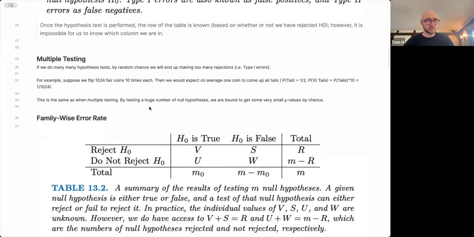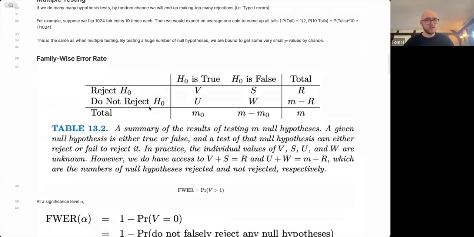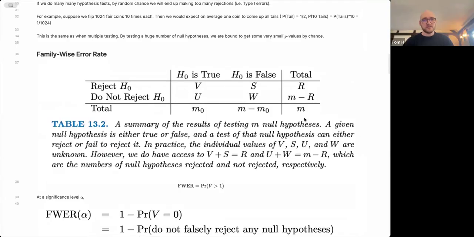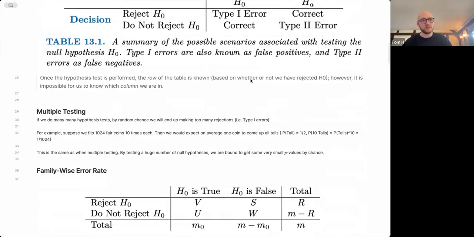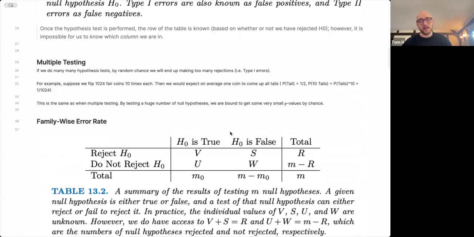And this leads us on to what we call the family-wise error rate. And so here we've got a similar table to what we had above, but instead of just doing the one hypothesis test, you're doing m of them, and you make V type 1 errors, W type 2 errors, and then U and S are when you've correctly done. Forgot that right? Yeah, U and S are when you've got the answer correct, basically.